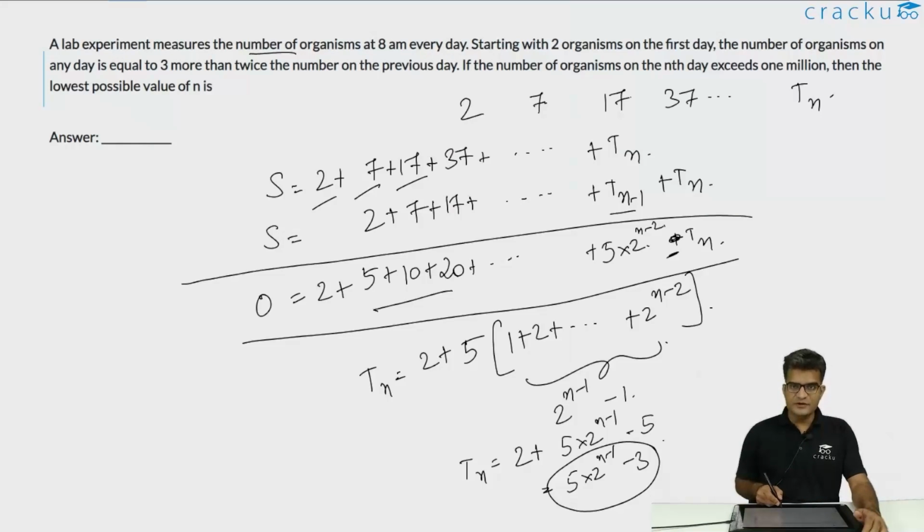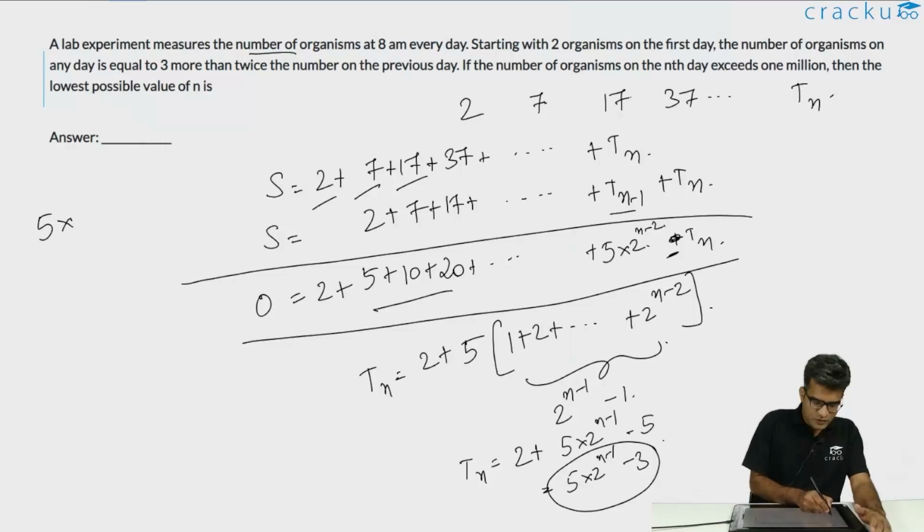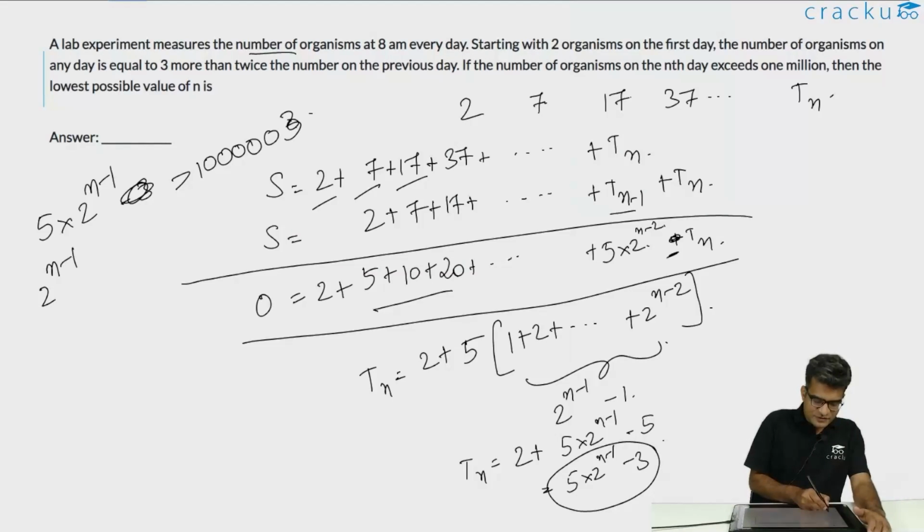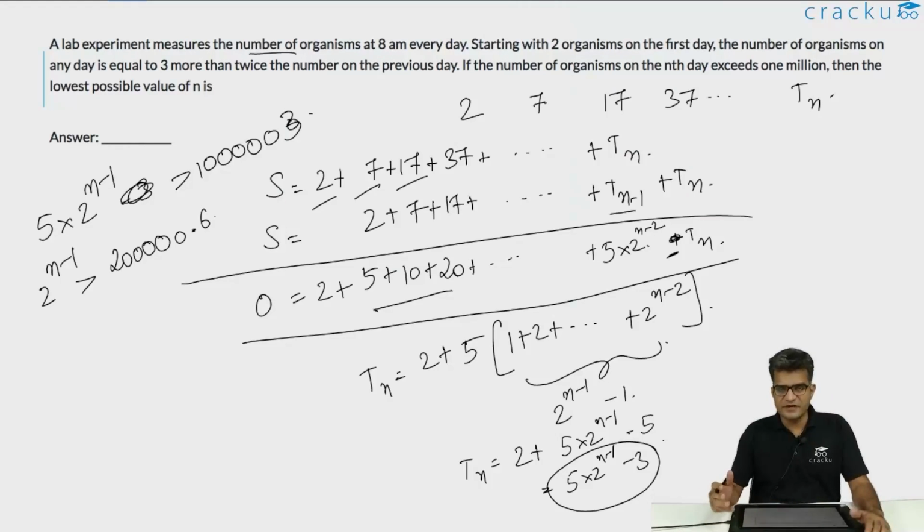Now for what value of n will this cross 1 million? So we want 5 into 2 to the power n minus 1 minus 3 to be greater than 1 million for the first time. This is 1000, 10,000, 1 lakh, 1 million. You can put this side. So basically we want 2 to the power n minus 1 to cross 2 lakhs 0.6 for the first time. What is the value of n minus 1?